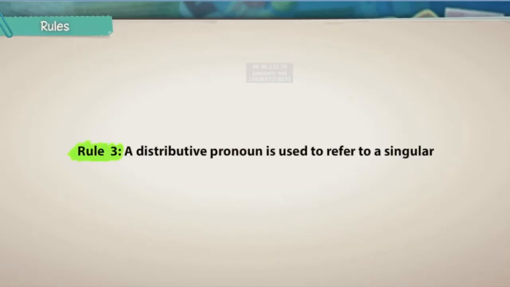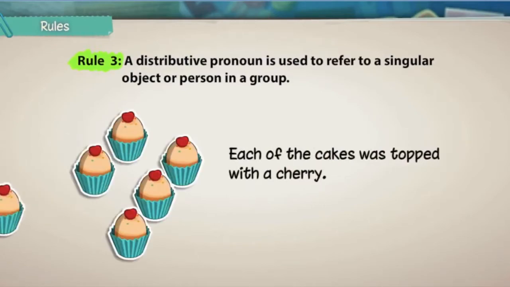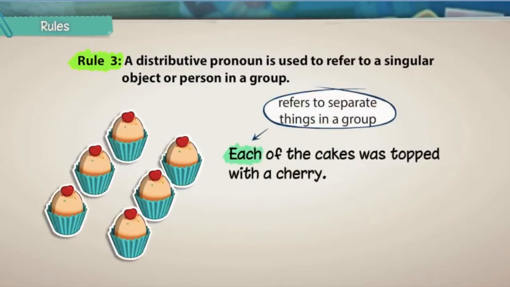A distributive pronoun is used to refer to a singular object or person in a group. Each of the cakes was topped with a cherry. Each refers to separate things in a group.